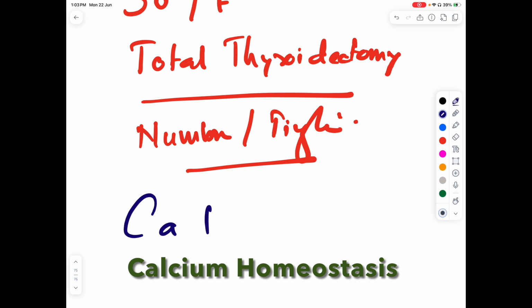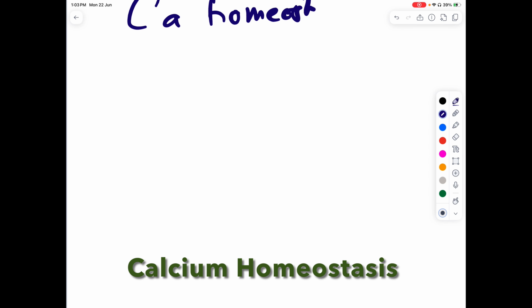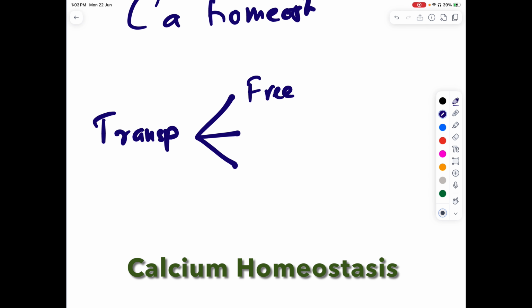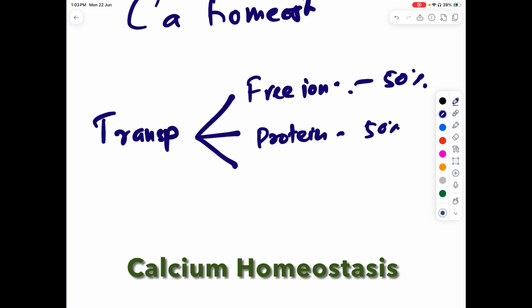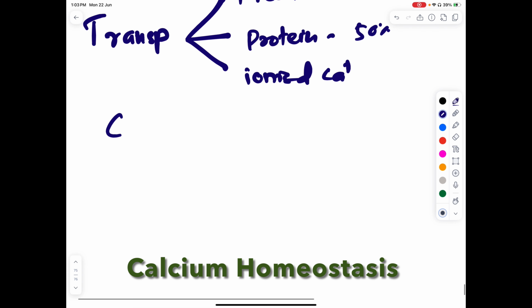So the first question is calcium transport. There are different forms: free ions, about 50%, and bound to plasma protein, again around 50%. The active ion is ionized calcium. So ionized calcium is actually active. So corrected calcium, how to measure corrected calcium?